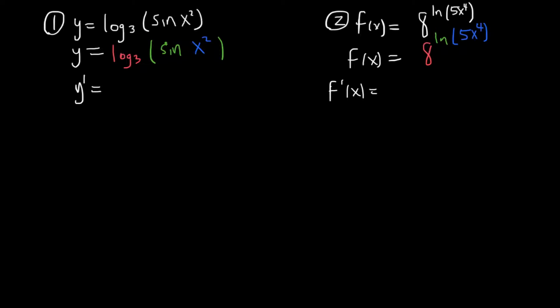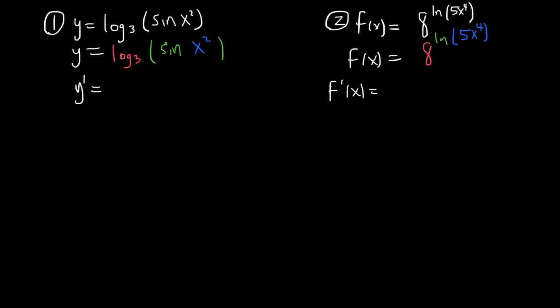So here we have two functions. The first one, the log base 3 of sine x to the second, and I have rewritten both functions so that you can see, hopefully with the different colors, the different functions. So it's a function x squared nested inside the sine function, which is itself nested inside the log function. Same thing here, we have 5x to the fourth nested inside the ln, which is a power for 8. So I'll try the derivatives now.